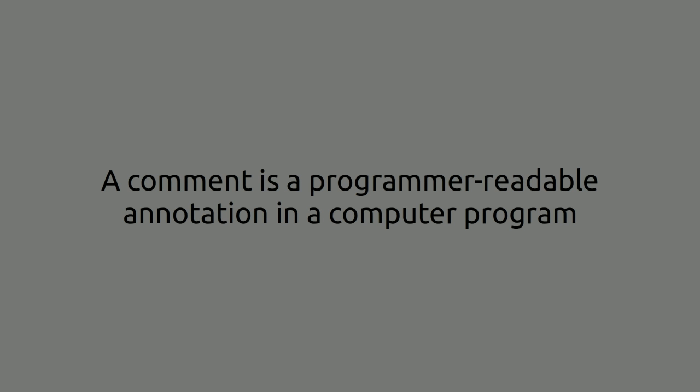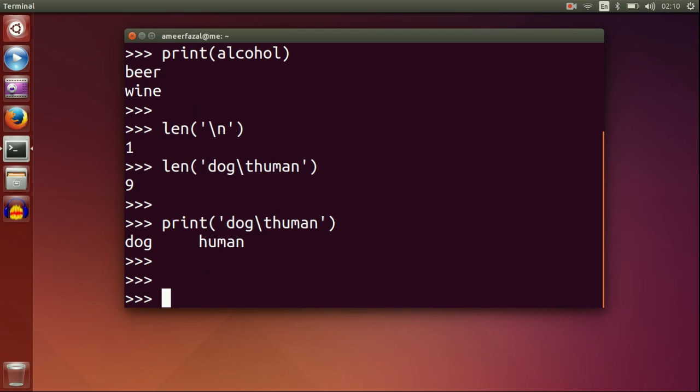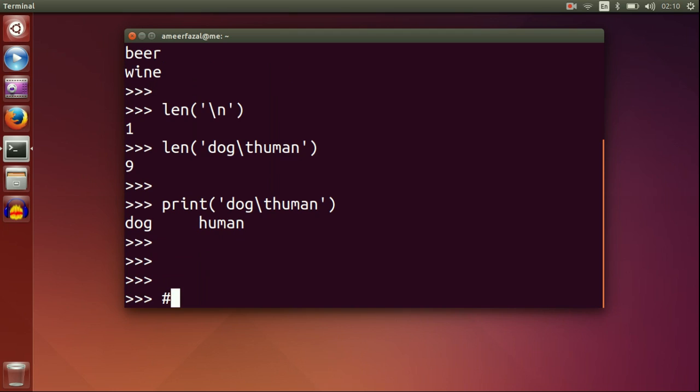Comments. A comment is a programmer-readable annotation in a computer program. Comments make the program easier to understand. The Python interpreter will ignore the comments. In Python, comments start with the hash symbol. Example, hash symbol, this is a comment.